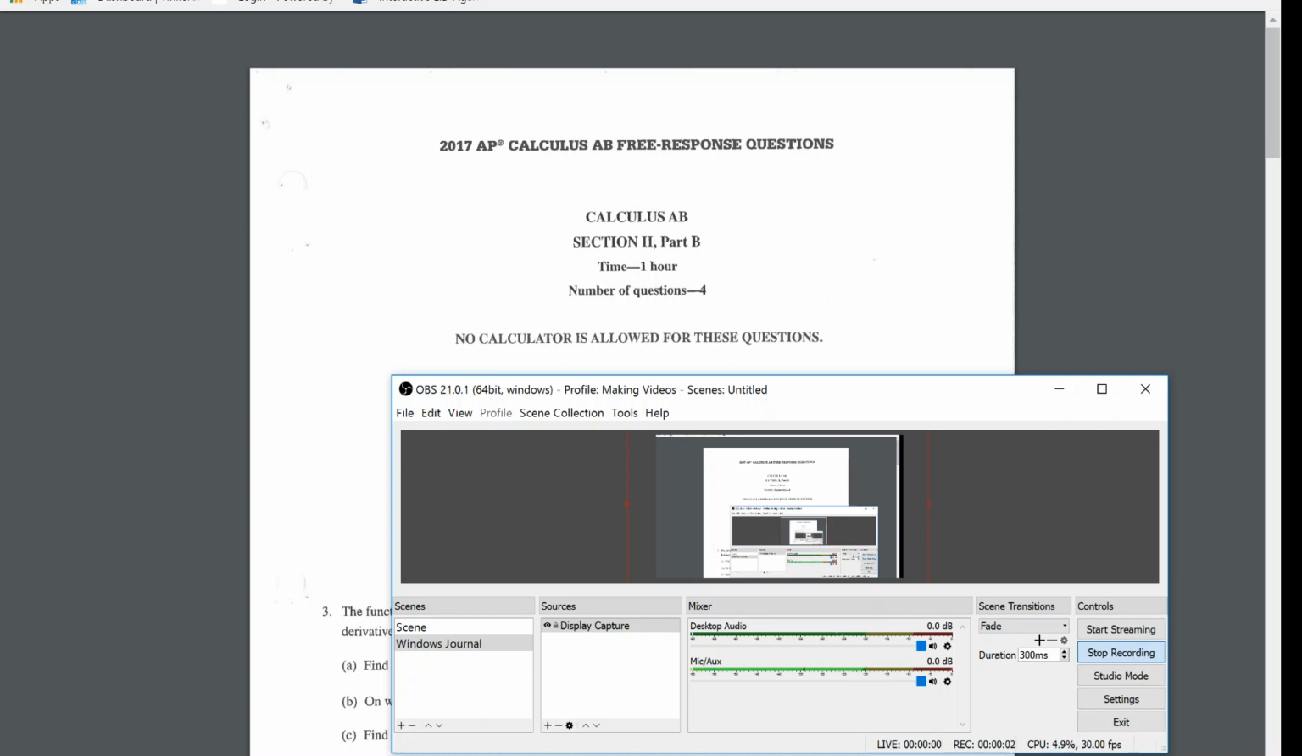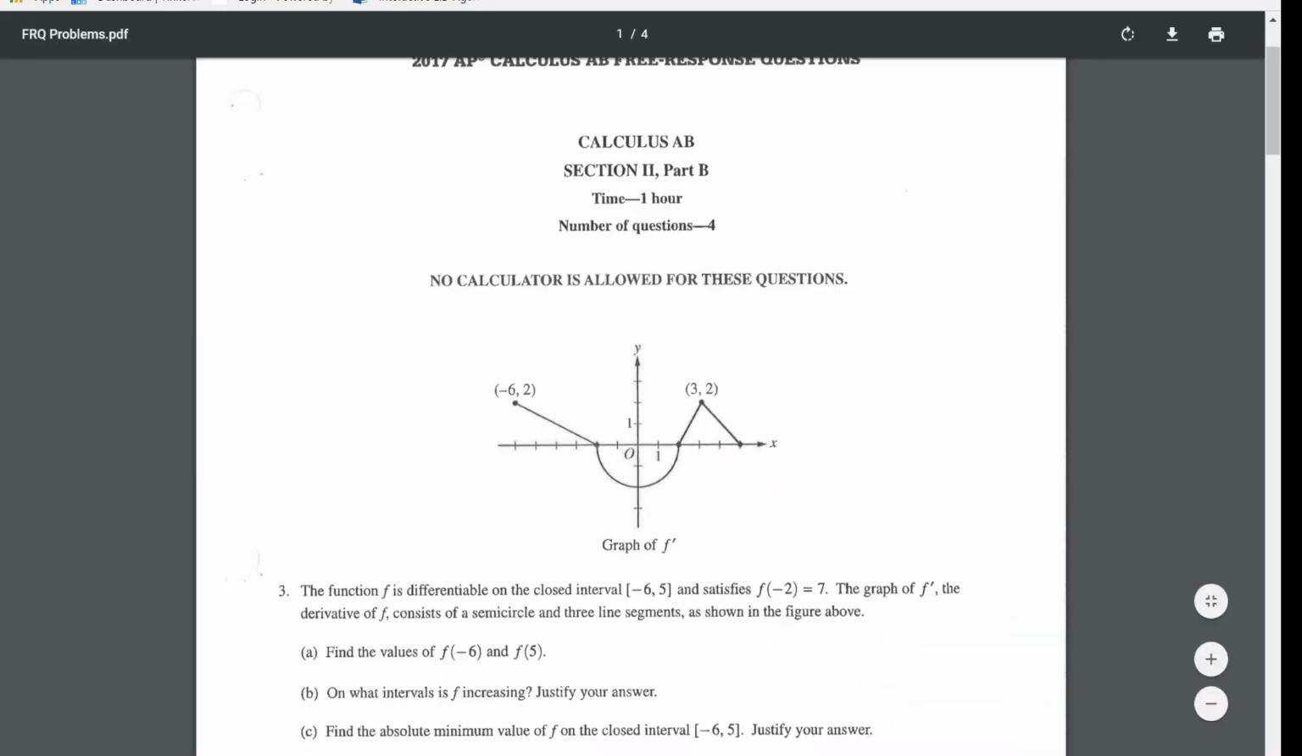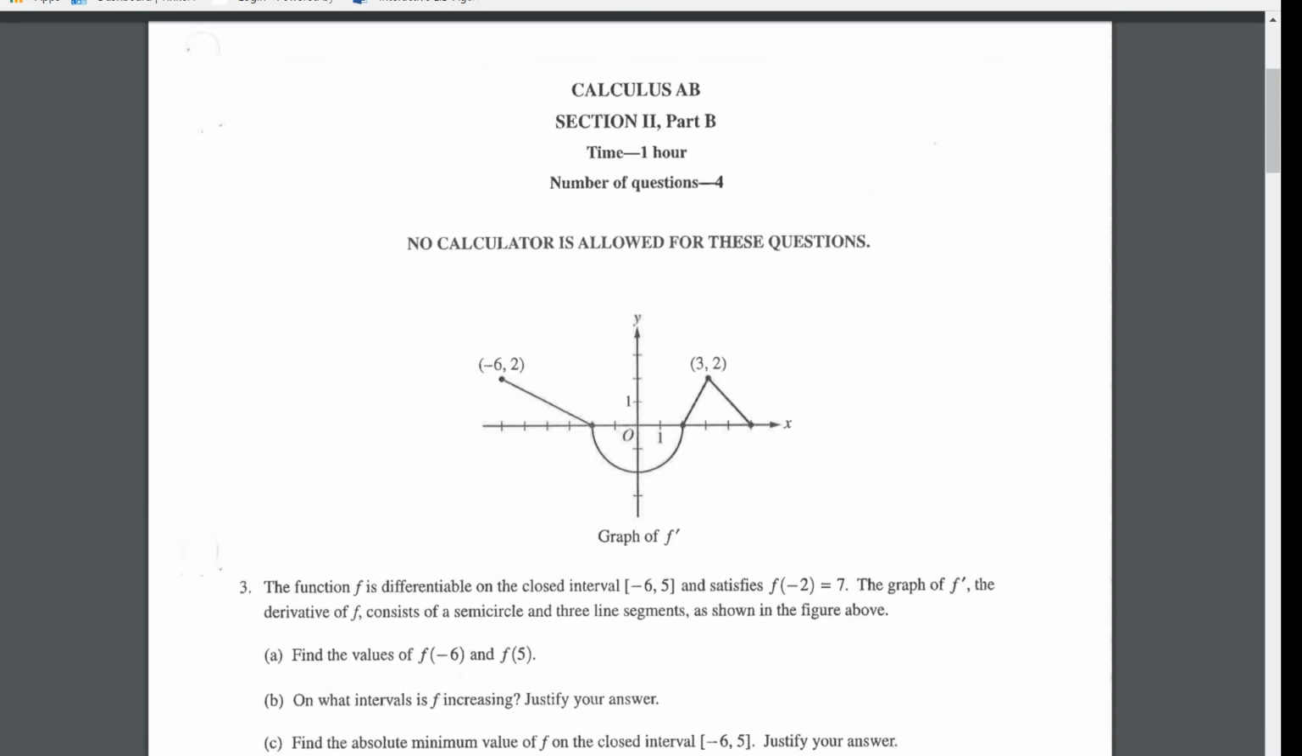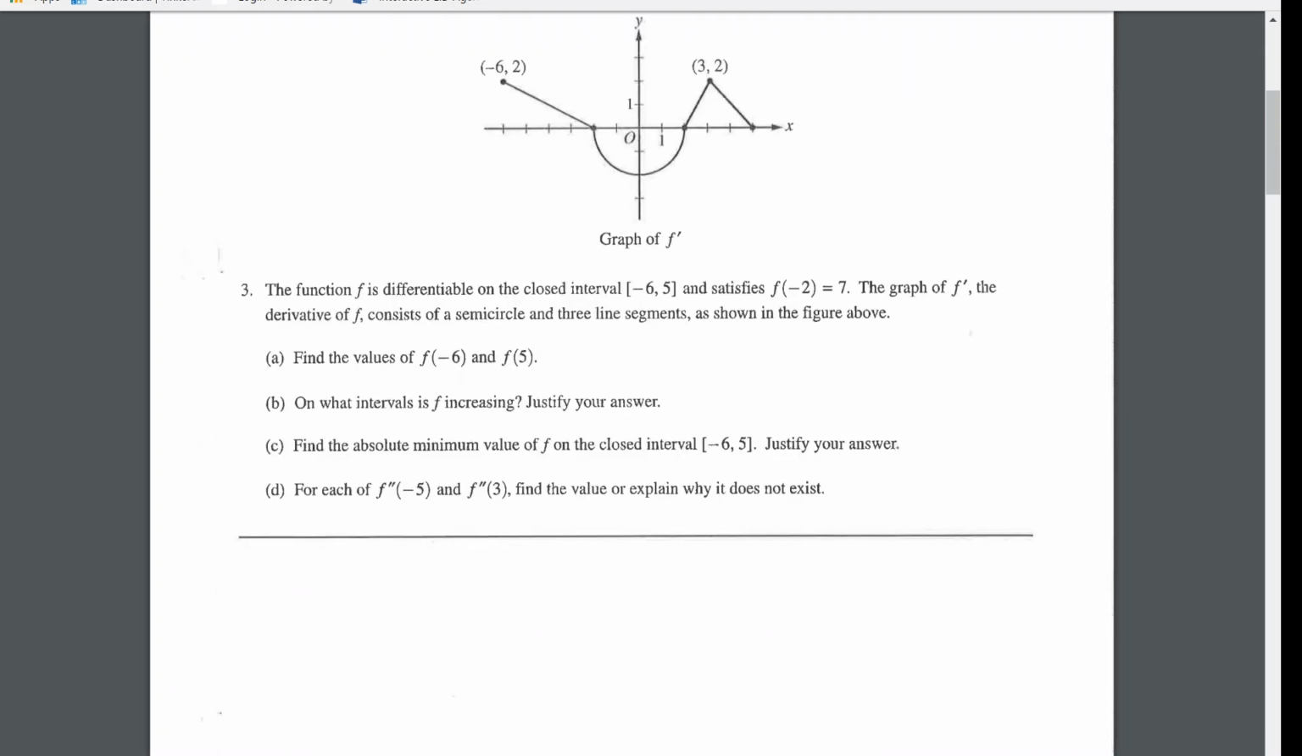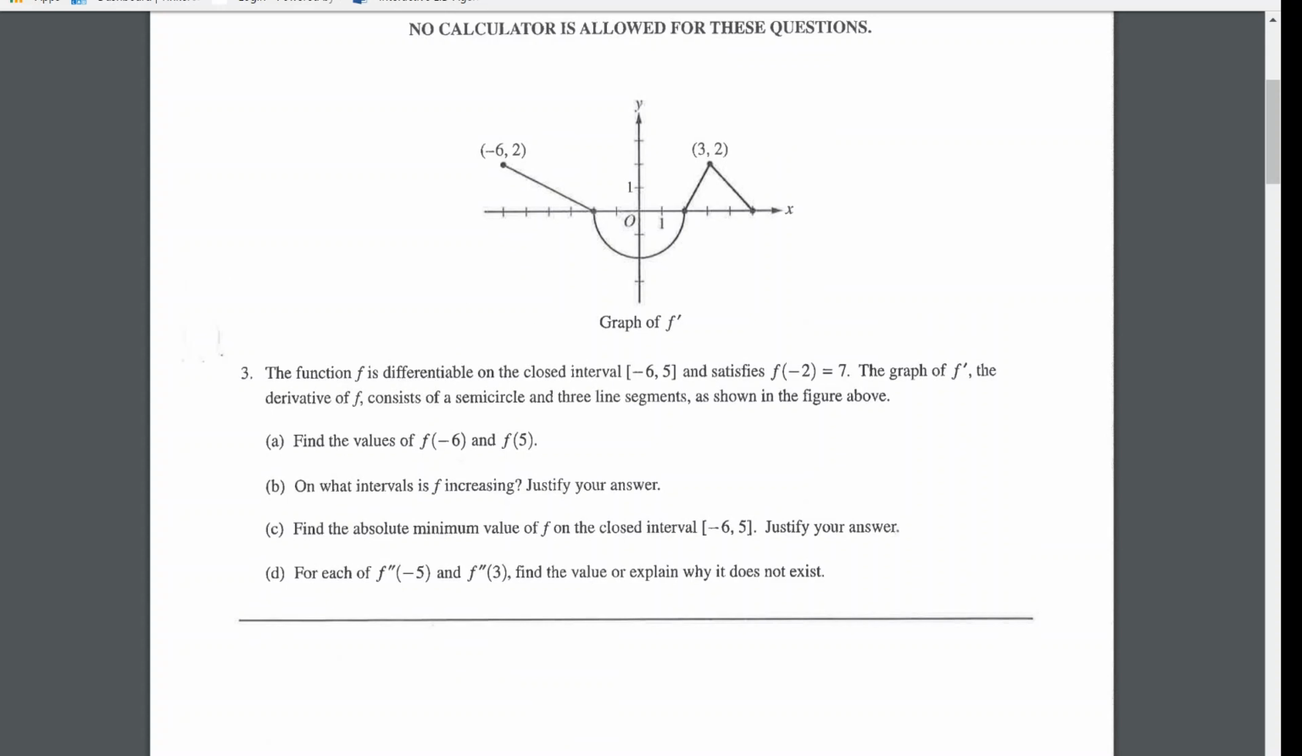Okay, let's solve some free response questions. So looking at the first question on this assignment, it's a derivative graph one. First we're asked to find the values f of -6 and f of 5. And we're given an initial condition here, so we're feeling pretty good about that.